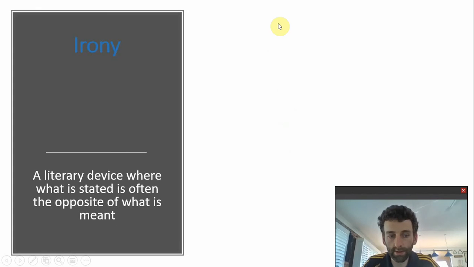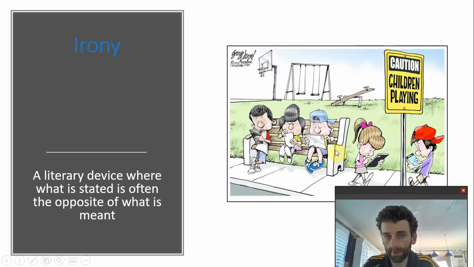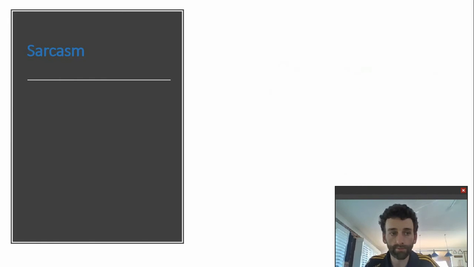Irony, a literary device where what is stated is often the opposite of what is meant. What is stated is the opposite of what is meant. So in this particular cartoon, we have "caution, children playing." And when we see this sign, we don't expect to see children sitting down on their iPhones, iPads, technology, etc. We would expect to see them playing in the playground. Okay, so this is the opposite of what we would expect to see as a result of this sign. Again, this is a direct critique or criticism of society and children's connection to mobile phones.